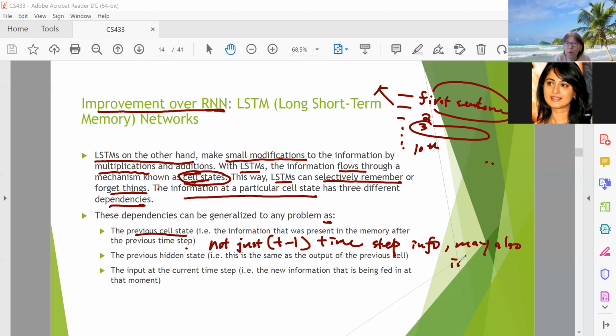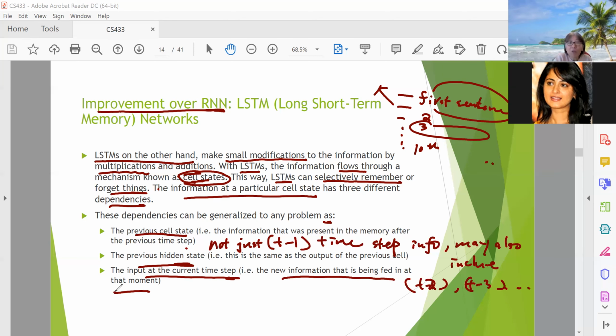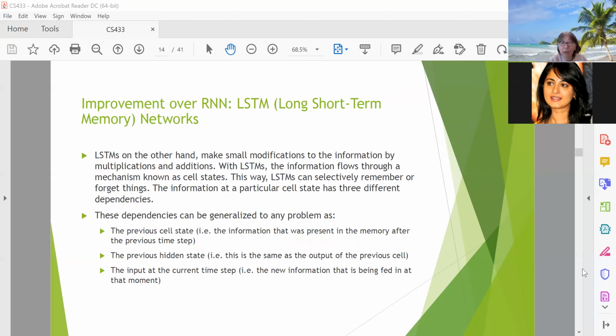So it may also include maybe T-2, T-3, something. So multiple time steps. So history is going to be remembered. And the previous hidden state. And the input at the current time step. So that's going to be the new information fed into the moment. Okay, so that's the information.